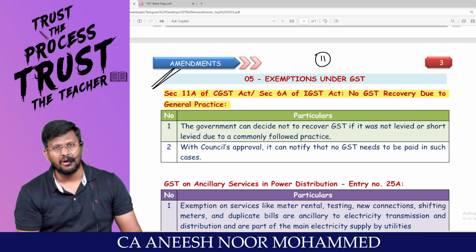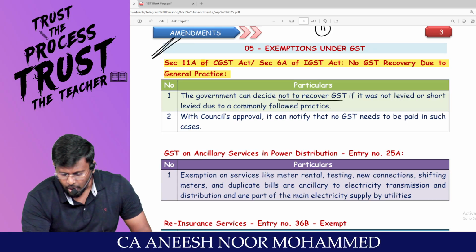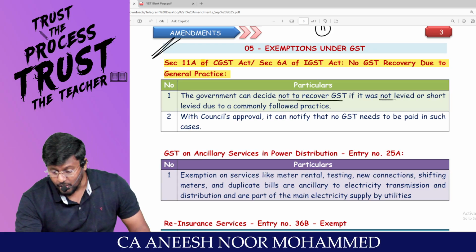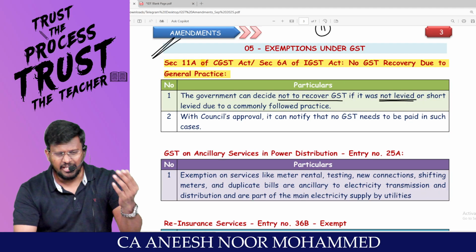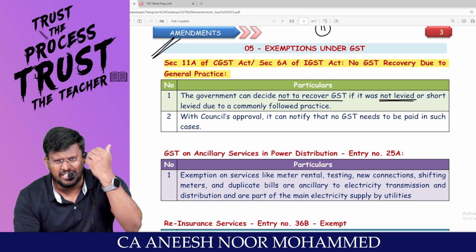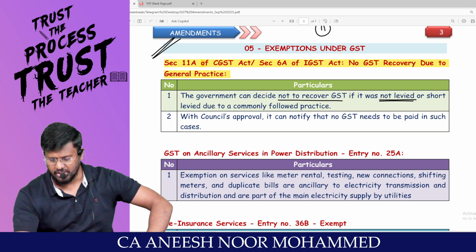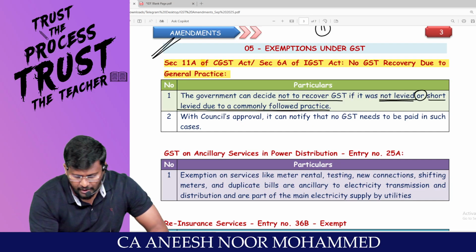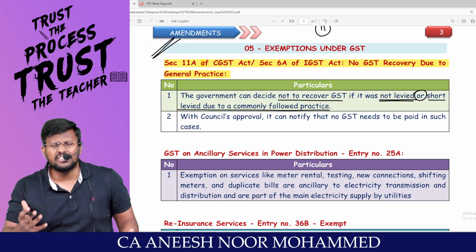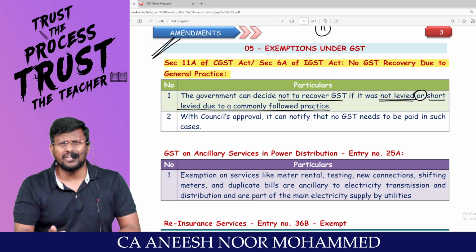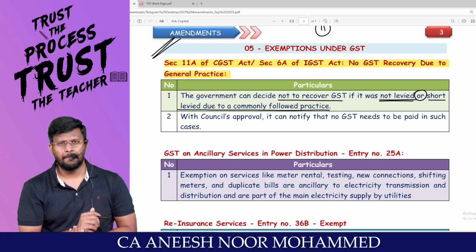Now the GST department is coming up with a new section. Government can decide not to recover GST if it is not levied at all. In my first example, the suppliers have not levied GST at all for the calculator because they assumed there is no GST for calculators, or it was short levied due to commonly followed practice. Throughout India, in any state you go, there was a confusion whether GST is there for calculators or not. Example only, calculator used.